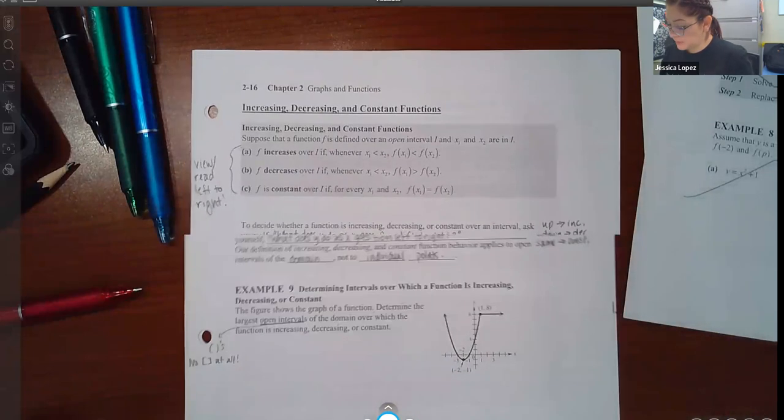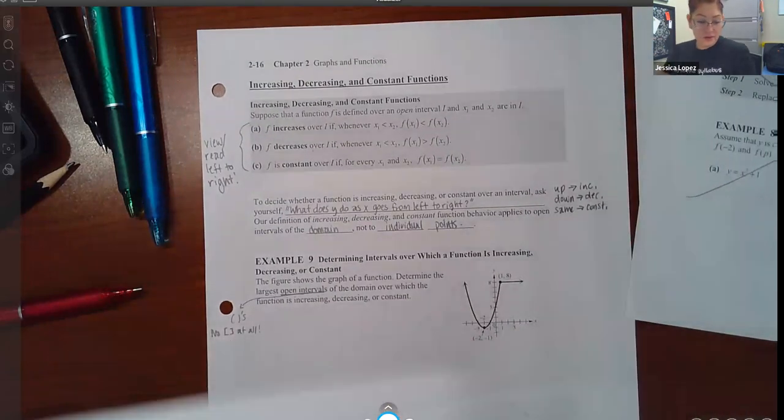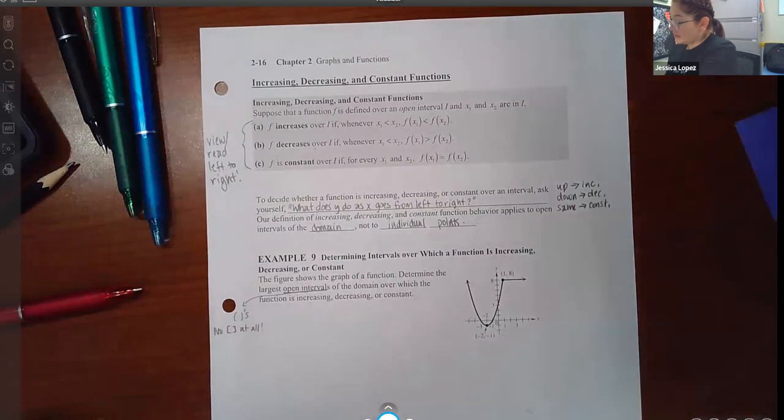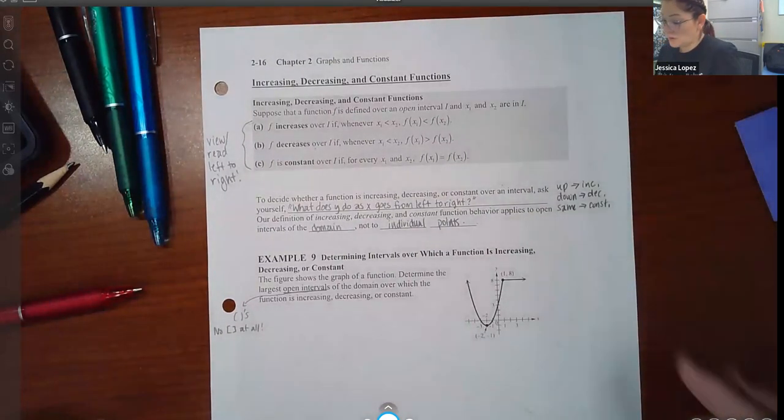Or actually, we might be able to. It's the last thing in this section, so I'm actually going to cover it. I think I still have about 15 minutes or a little less than 15 minutes. So we'll cover this one.